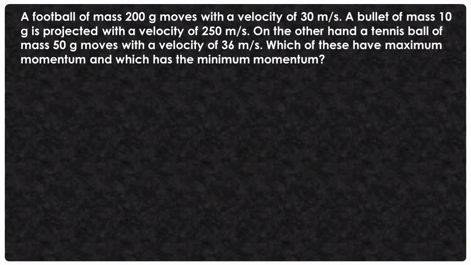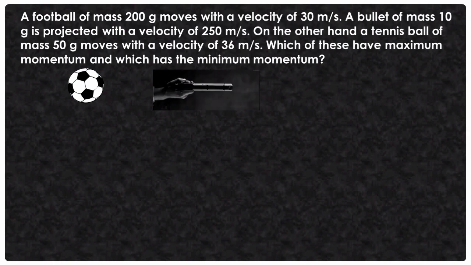A football of mass 200 gram moves with a velocity of 30 meter per second. A bullet of mass 10 gram is projected with a velocity of 250 meter per second. On the other hand, a tennis ball of mass 50 gram moves with a velocity of 36 meter per second. Which of these has maximum momentum and which one has minimum momentum? Yes, in order to understand that, we have to calculate the momentum of each of these objects.